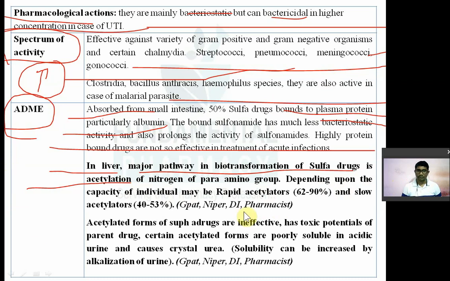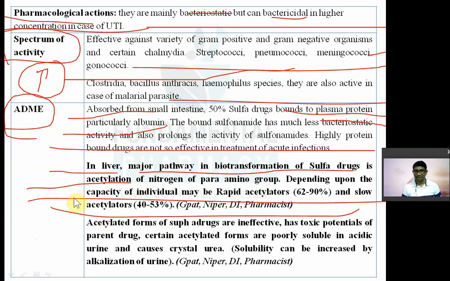डिपेंडिंग अपॉन द कैपेसिटी ऑफ इंडिविजुअल, so there may be rapid acetylators and slow acetylators. Most of the time, rapid acetylators are there. Slow acetylators are there, 40-53%. Now, in case of rapid acetylators, you have to increase the dose of drug. वो जल्दी मेटाबोलाइज करते हैं ड्रग को, उसमें डोज ज़्यादा देना है. जो स्लो एसिटाइलेटर होते हैं उसमें डोज कम करना है. They used to ask question on this point.